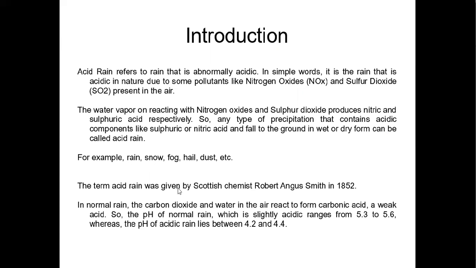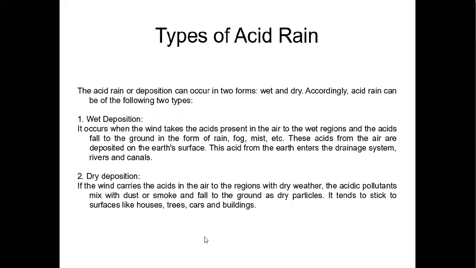The term acid rain was given by the Scottish chemist Robert Angus Smith in 1852. The pH of normal rain, which is slightly acidic, ranges from 5.3 to 5.6, whereas the pH of acid rain lies between 4.2 and 4.4. And there are two types of acid deposition: one is wet deposition, and the other is dry deposition.